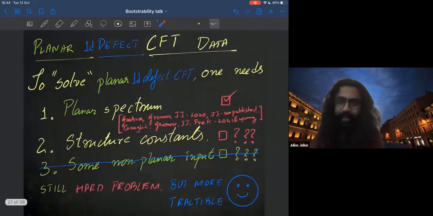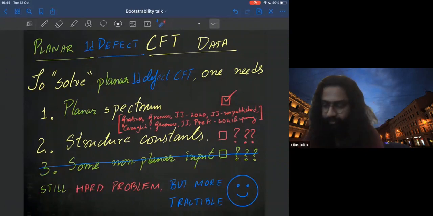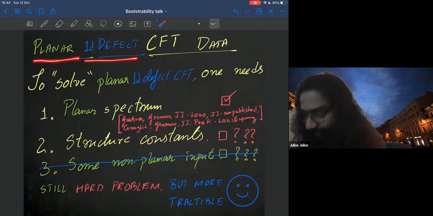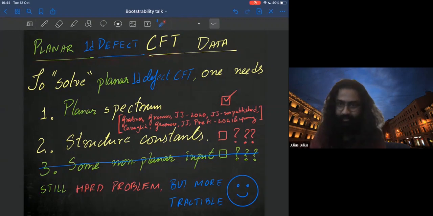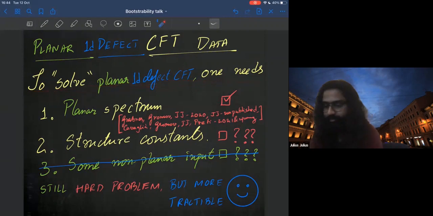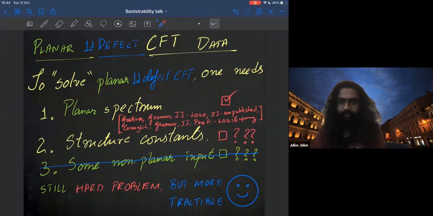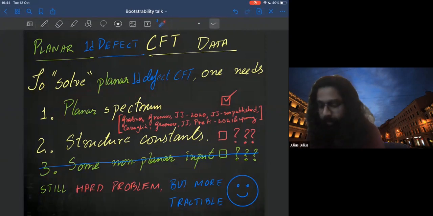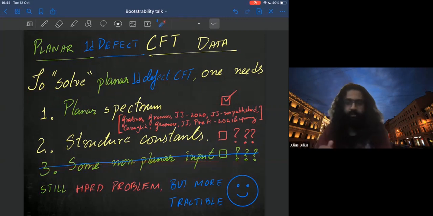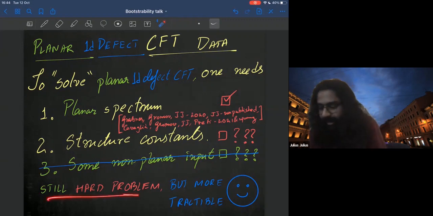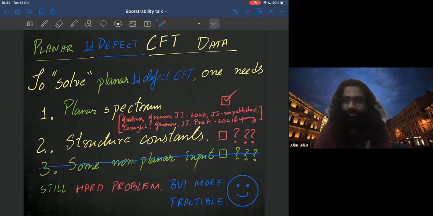So great. Now we can go back to what we started off with. Now I have planar 1D defect conformal field theory data. To solve a planar 1D defect conformal field theory, one needs the planar spectrum, which I just showed you on the previous slide. One also still doesn't know structure constants, but the good part is that these sneaky double trace terms which were going to bother us earlier don't exist anymore. So it's still a hard problem, but it is more tractable. That's something that makes us happy.